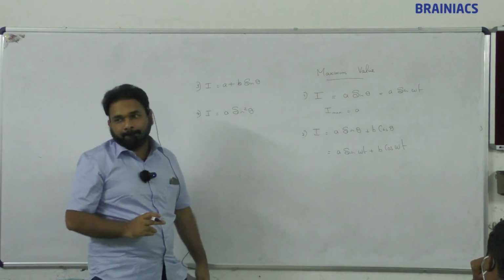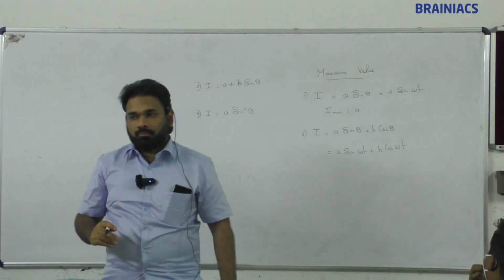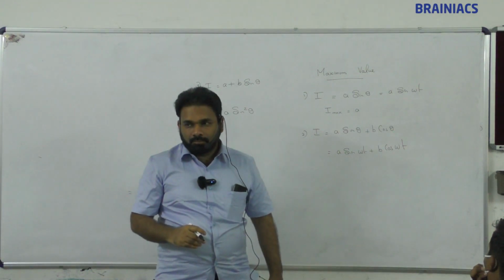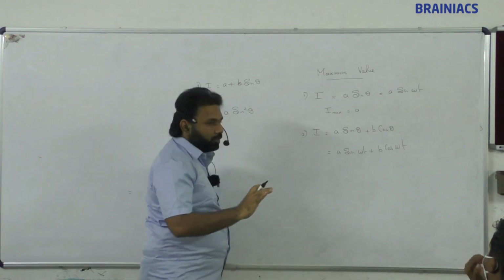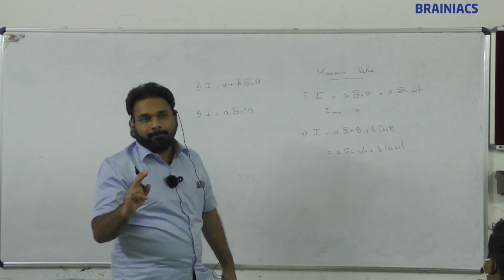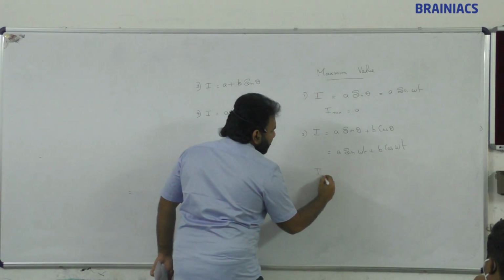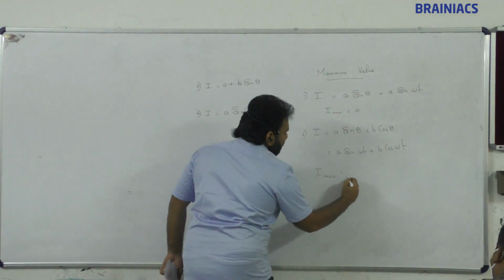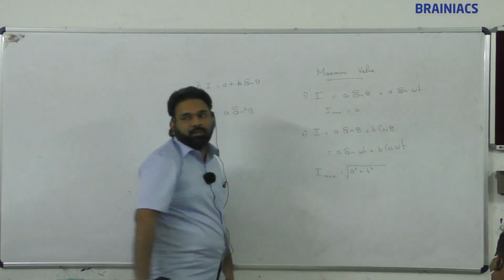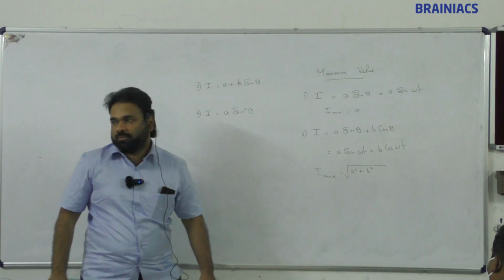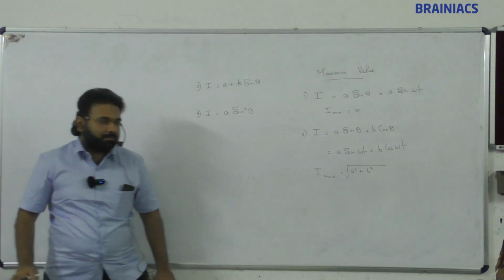For the second, a square plus b square. Root of a square plus b square plus 2ab cos phi by 2. Okay, any other answer? This is just like I max is equal to root of a square plus b square. We can stop there, only that much, root of a square plus b square. Right?